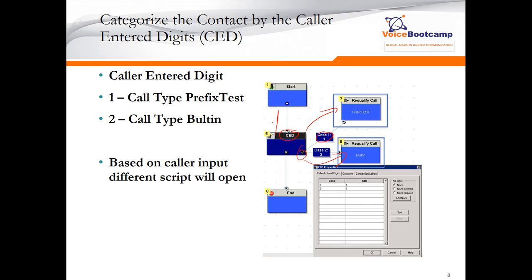But in theory, what it's doing, that if I'm saying if the user has pressed 1, I'm going to open this script. If the user has pressed 2, I'm going to open this script. For anything else, goes to end of the call. So this is another way of categorizing a call based on caller enter digit.